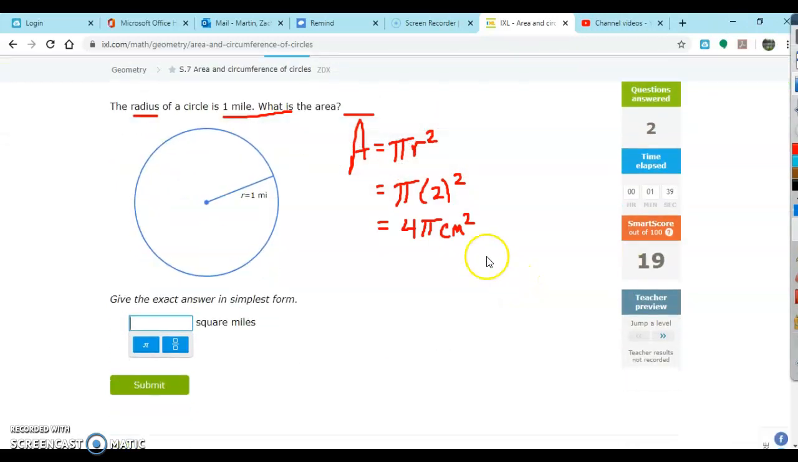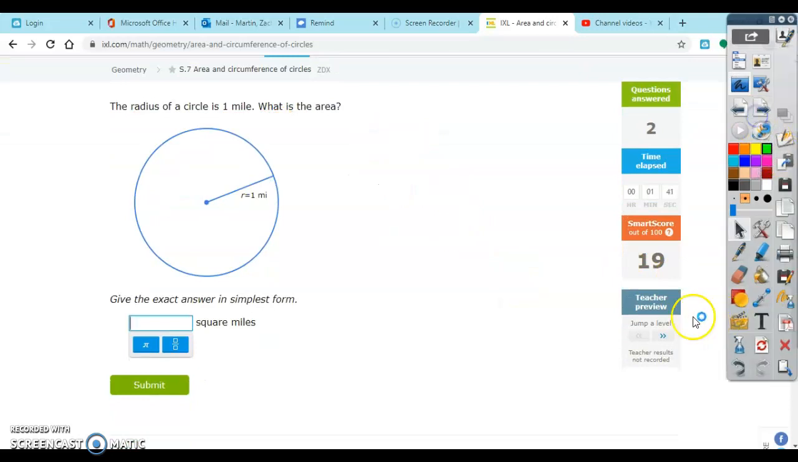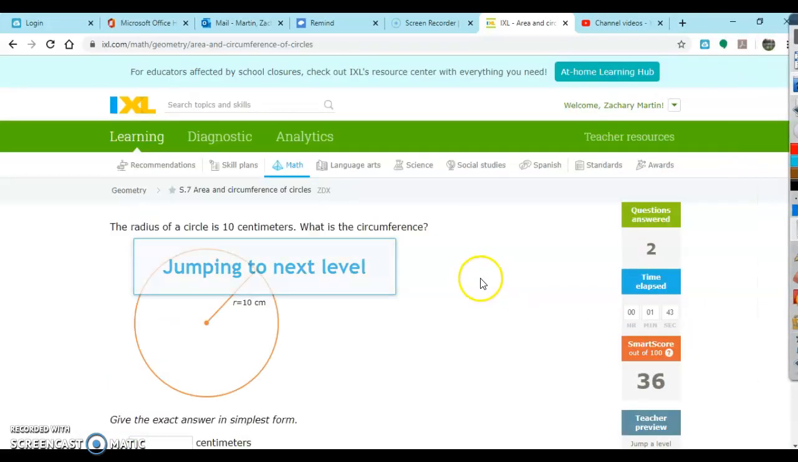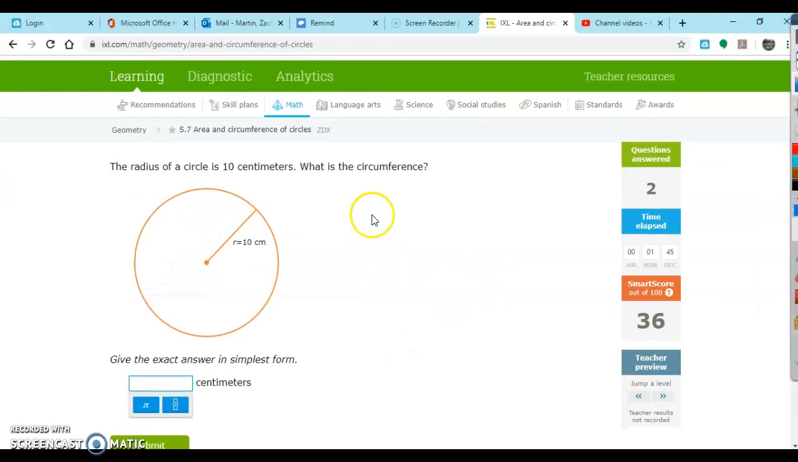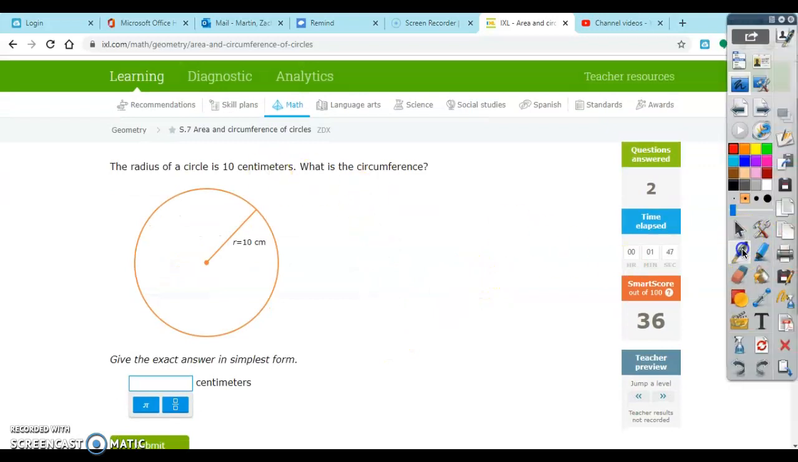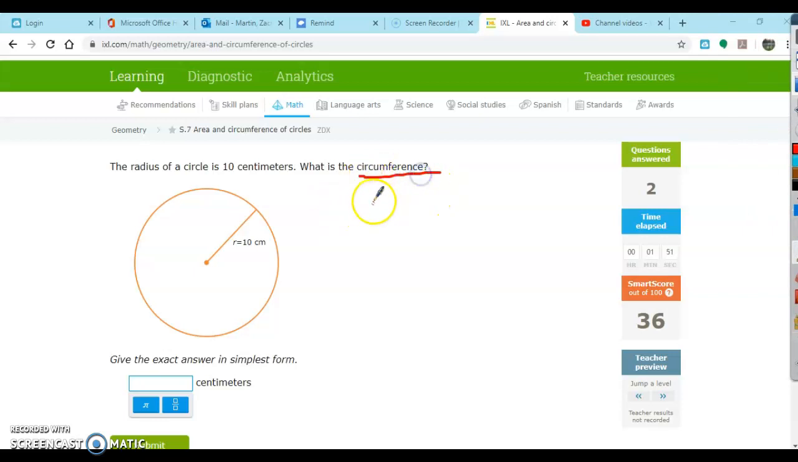Fantastic. Let's jump ahead here. Let's jump to another level, see what we got going on. They ask for the circumference here. They give us the radius. The radius of a circle is 10 centimeters. What's the circumference? Well, the circumference of a circle again is 2 pi r. So the circumference of this circle is 2 pi times the radius. So 2 pi times 10. So that's going to be 20 pi centimeters.